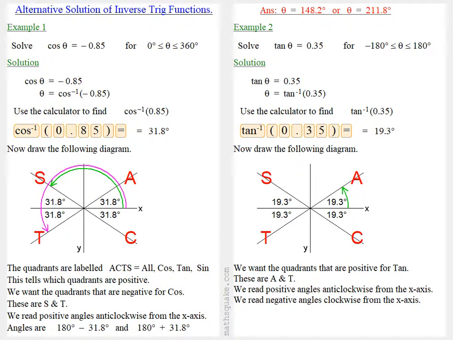Now going clockwise, we can go 19.3 degrees, or going anticlockwise, we can go 180 minus 19.3 degrees, and this gives us minus 160.7 degrees. So we have theta is 19.3 degrees, or theta is equal to minus 160.7 degrees.